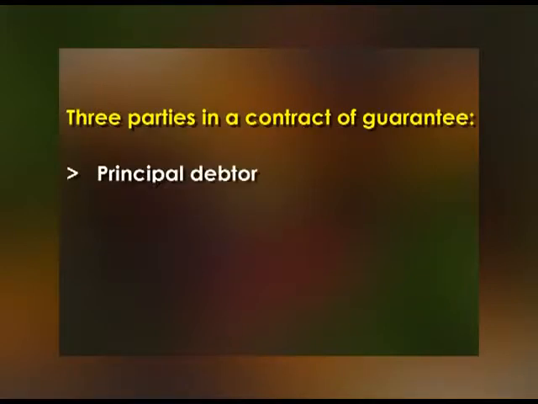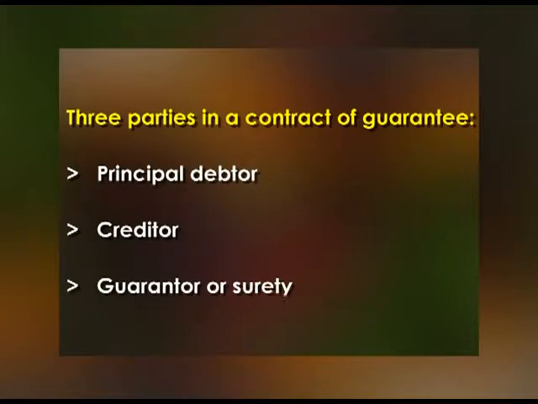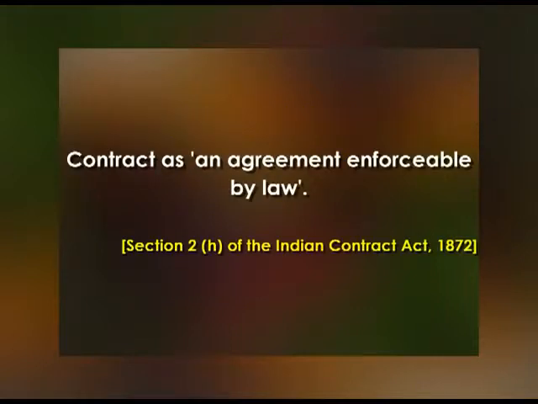In certain contracts, like a contract of guarantee, there are three parties, namely 1. Principal debtor, 2. Creditor, and 3. Guarantor or surety. Section 2(h) of the Indian Contract Act 1872 defines a contract as an agreement enforceable by law.